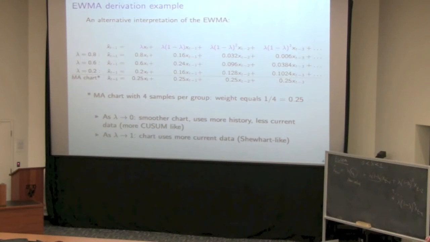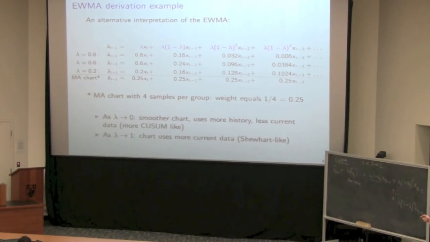The only thing we have to pick now is lambda. That's our only free variable. And what I've shown you here is what different values of lambda do. So a lambda of 0.8 gives you weights of 80%, 16%, 3.2%, and then 0.6%. If you add up all those weights there, you see they pretty much add up to 1.